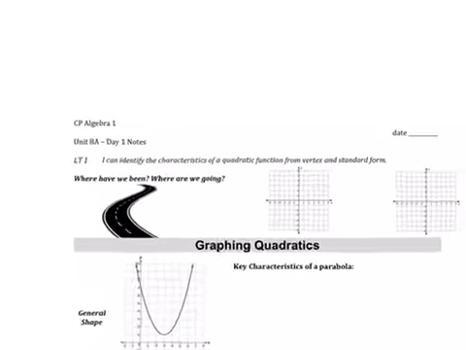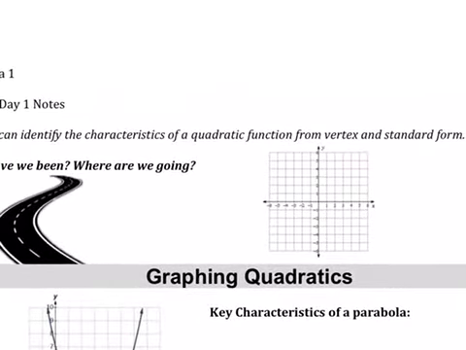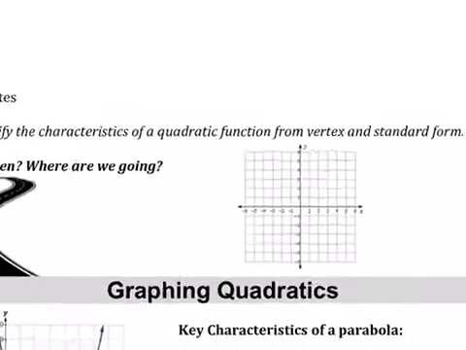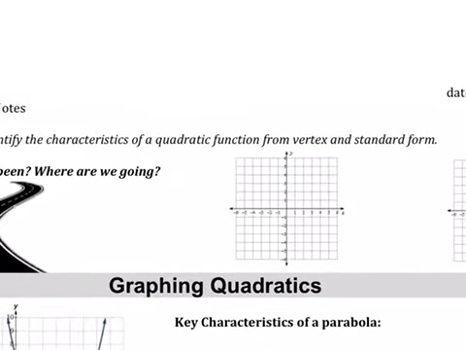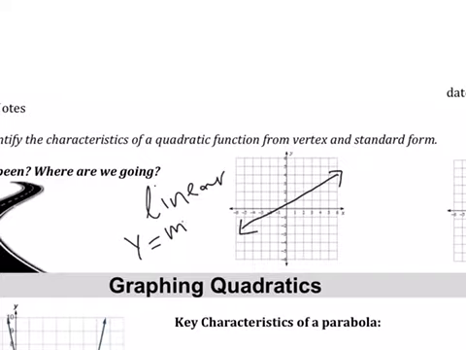Where are we going? Let's go over a few of the different kinds of graphs that we are already familiar with. Remember, one of the ways is linear. Linear is just going to be constant or steady, going at a constant rate up and down. If we wanted to write it out, we're going to write it as mx plus b.